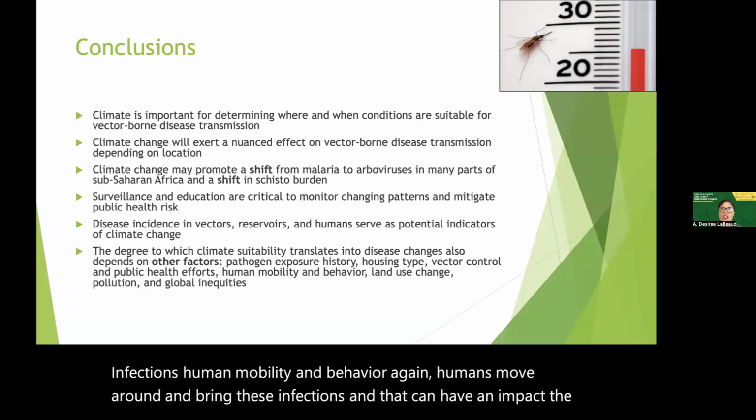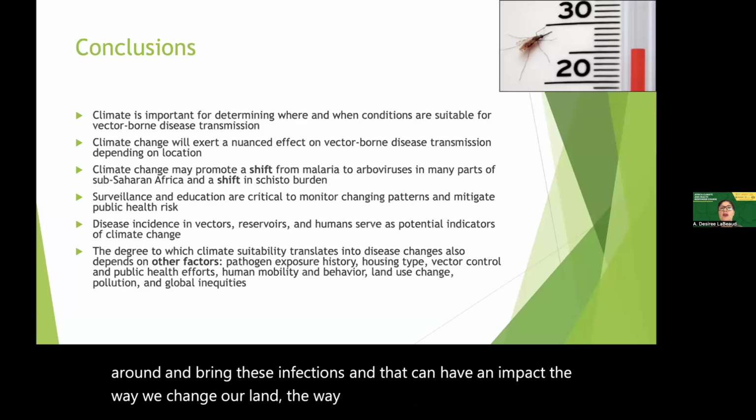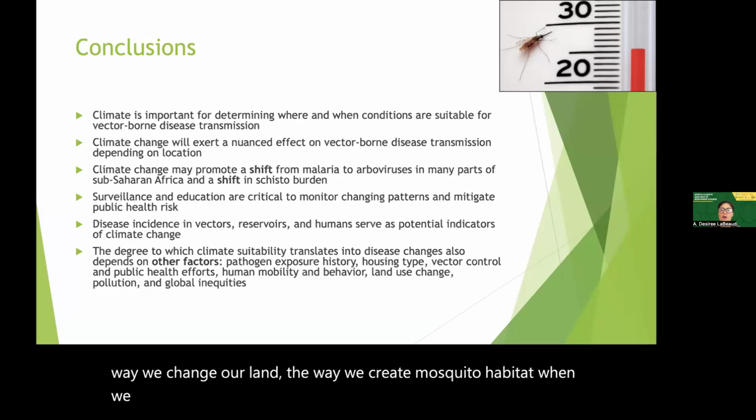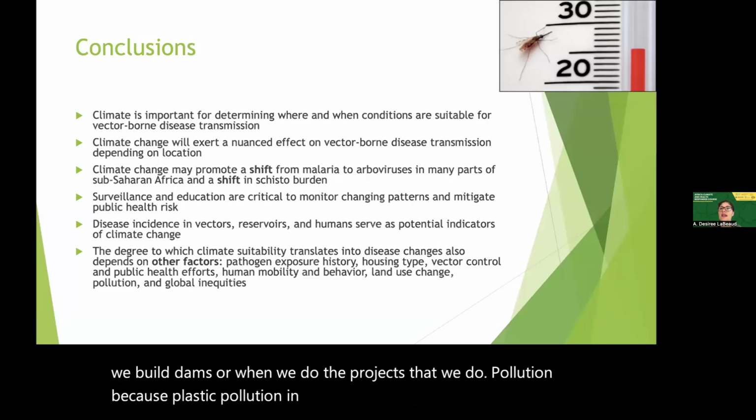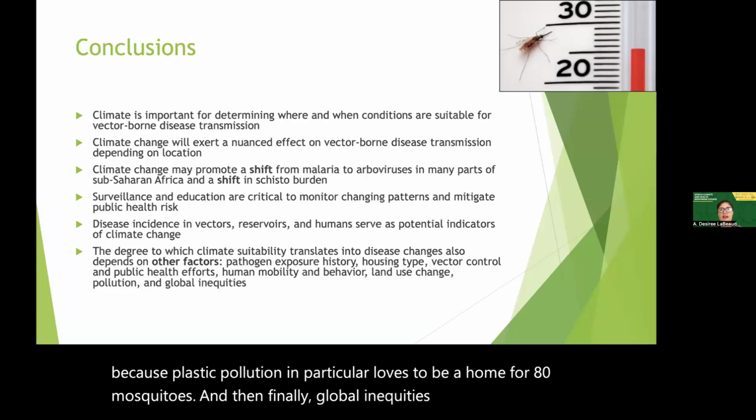The way we change our land, the way we create mosquito habitat when we build dams or when we do the projects that we do. Pollution, because plastic pollution in particular loves to be a home for Aedes aegypti mosquitoes. And then finally, global inequities, which underlie it all.